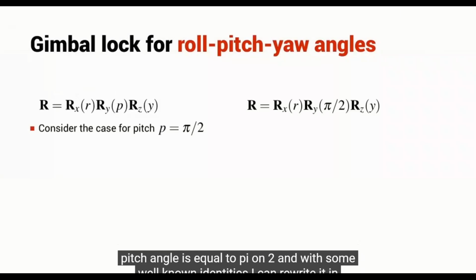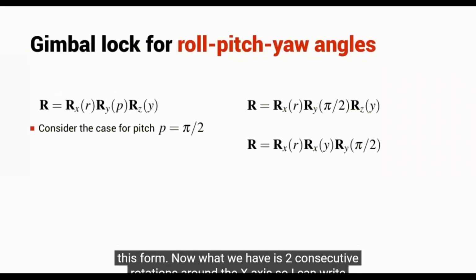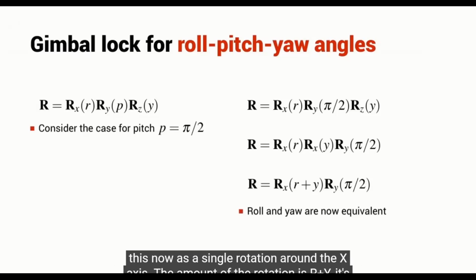Now the pitch angle is equal to pi on 2, and with some well-known identities, I can rewrite it in this form. Now what we have is 2 consecutive rotations around the x-axis. So I can write this now as a single rotation around the x-axis, and the amount of the rotation is r plus y. It's the sum of the roll angle and the yaw angle, and there's a final constant rotation. What this indicates is that now roll and yaw are equivalent. We can't tell one from another.